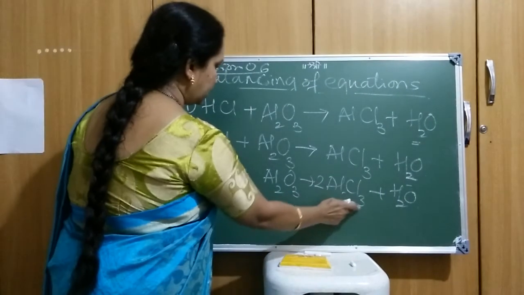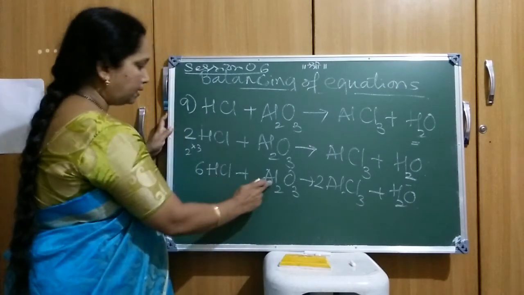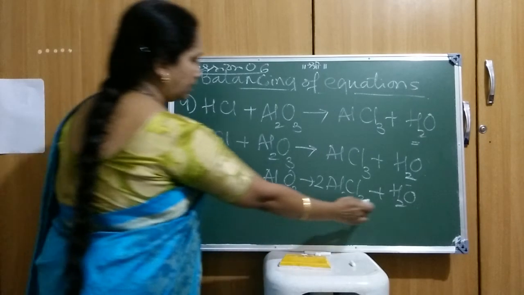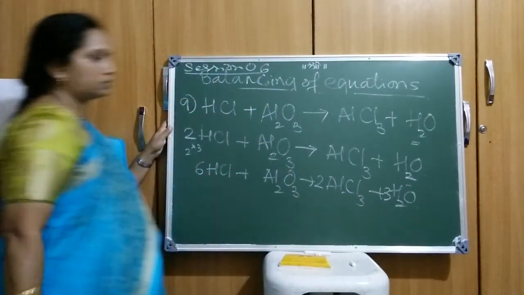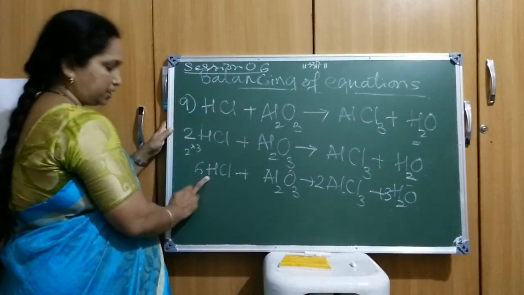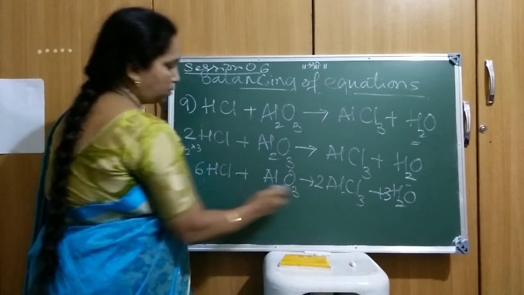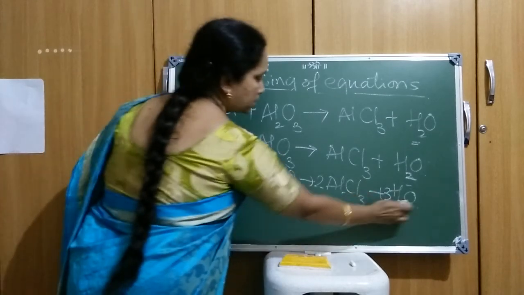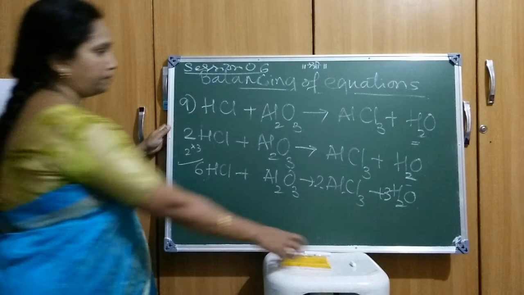So AlCl3, 3 2s are 6, so 6 HCl is there, and aluminium 2 are there, oxygen 3, and here I will make it as a 3, right? So 3 2s are 6, so 6 hydrogen, and chlorine, it is 6 chlorine, 3 2s are 6 chlorine, 2 aluminium, oxygen it is a 3, oxygen it is a 3. So this is the required balanced equation.